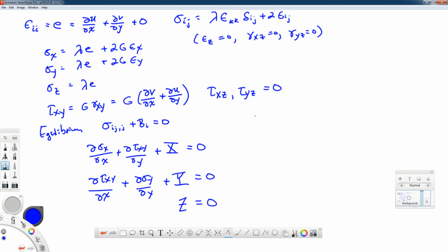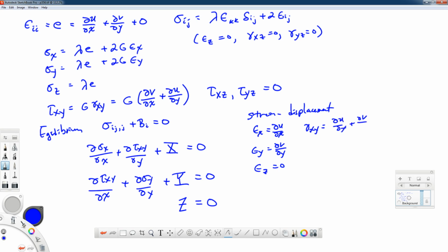Let's go ahead and write down the strain displacement on this page as well. We've already mentioned that the strain in the x direction is a partial of u with respect to x. Strain in the y is a partial of v with respect to y. And then epsilon z is equal to 0. And that gamma xy is equal to partial of u with respect to y plus partial of v with respect to x. And that gamma xz and gamma yz are both equal to 0.